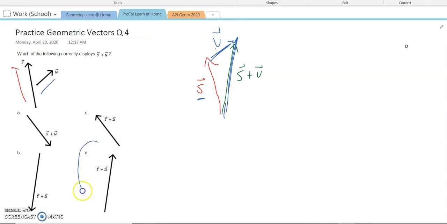Looks a lot like answer choice D. Pretty sure that's the answer you're looking for. The answer choice D. Adding is literally you add it end to end to end and see what you come up with.